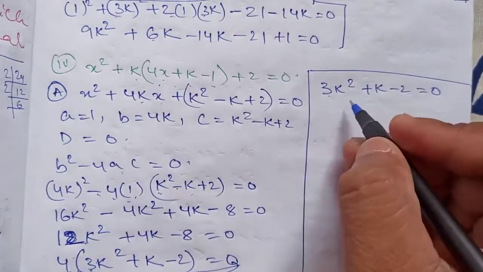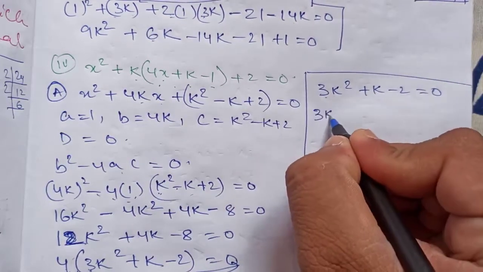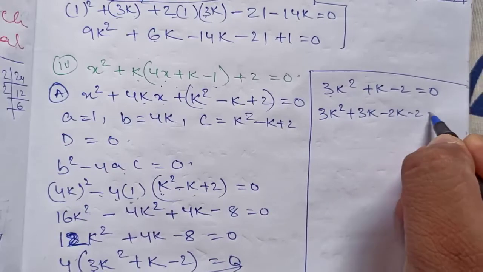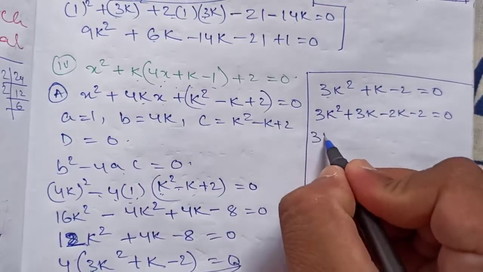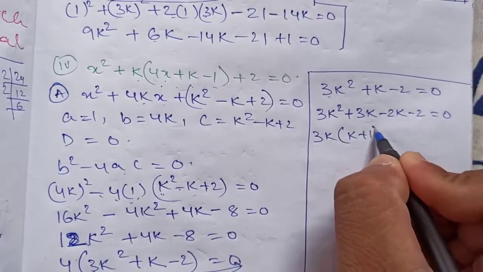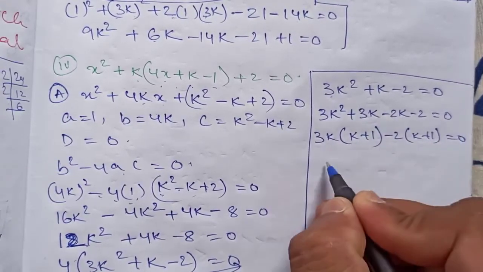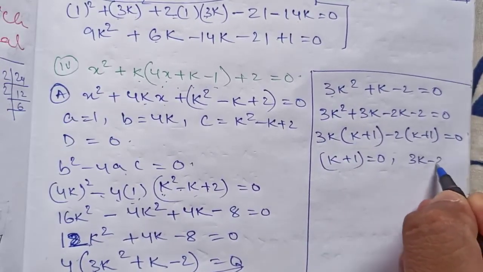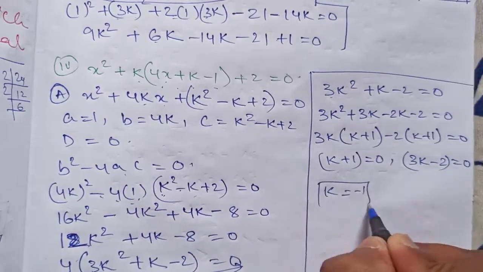Now split the middle term. 3 2s are 6 and 3 minus 2 is 1. So the middle terms are 3k square plus 3k minus 2k minus 2 equals to 0. Take out 3k common, k plus 1 we will get, take out minus 2 common, k plus 1 we will get. So k plus 1 is one term and the other term is 3k minus 2 equals to 0. Bring 1 this side, k equals to minus 1.